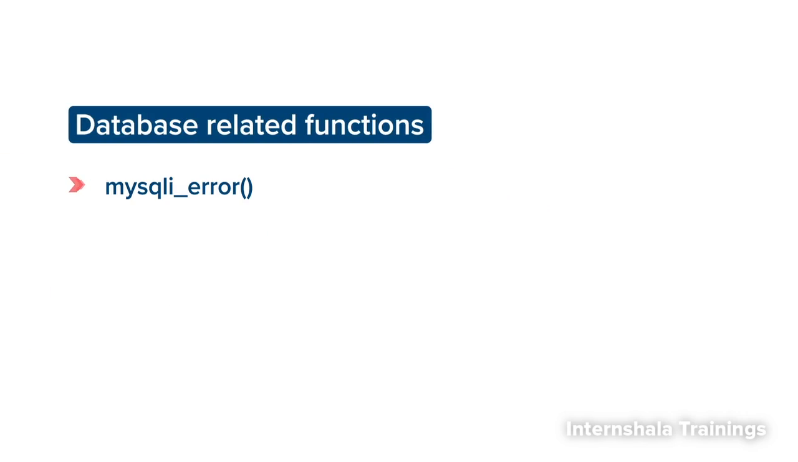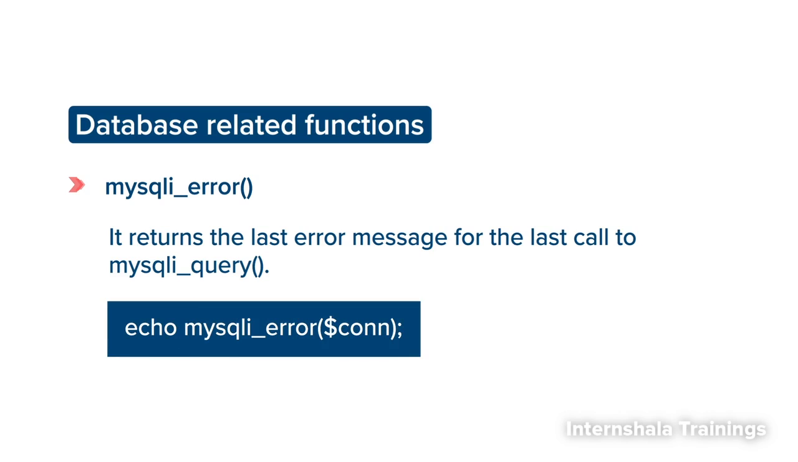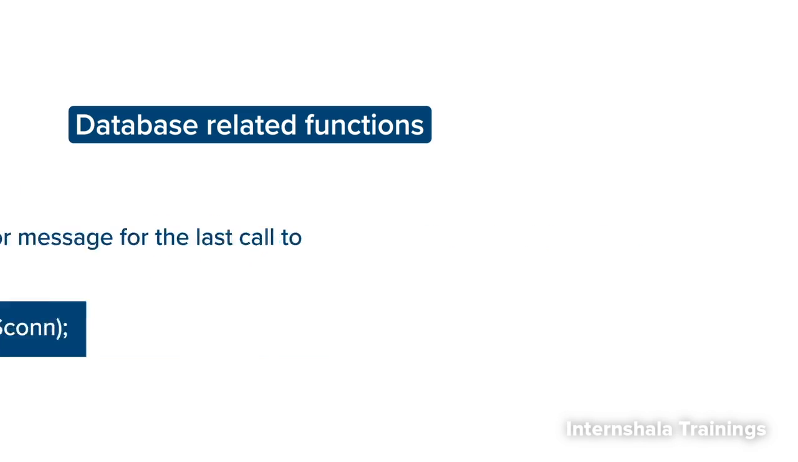Next, similar to the MySQLi connect error function, we have the MySQLi error function. This function returns the last error message for the last call to MySQLi query. This means if our SQL query fails to execute, using this function we can get the exact reason of the failure as an error message. This is the syntax that we use for this function, in which we can see that it takes the connection reference object as the parameter.